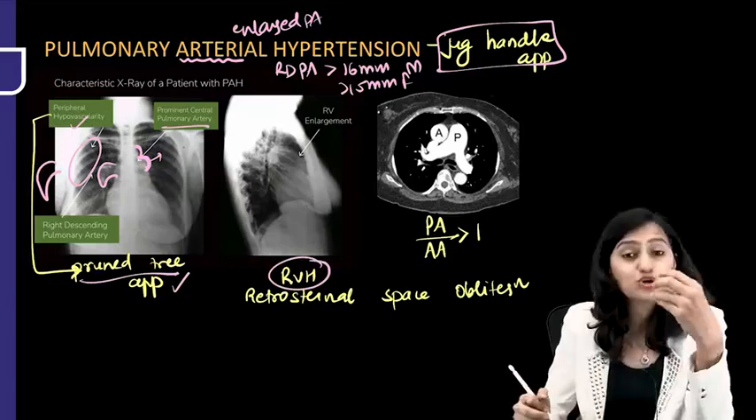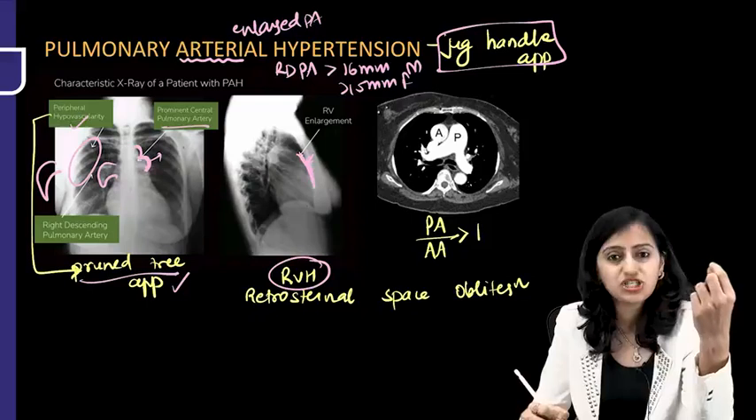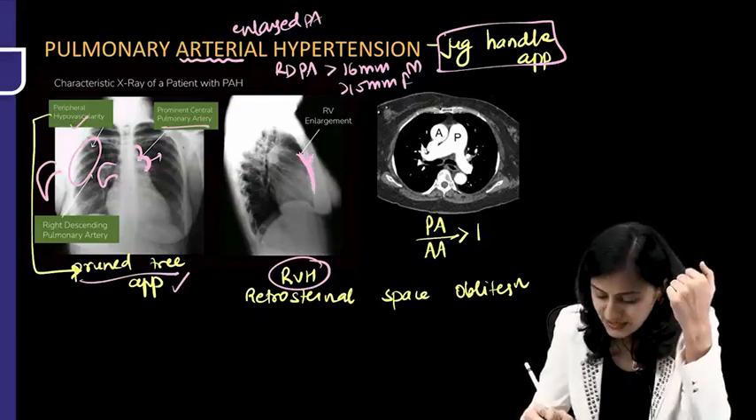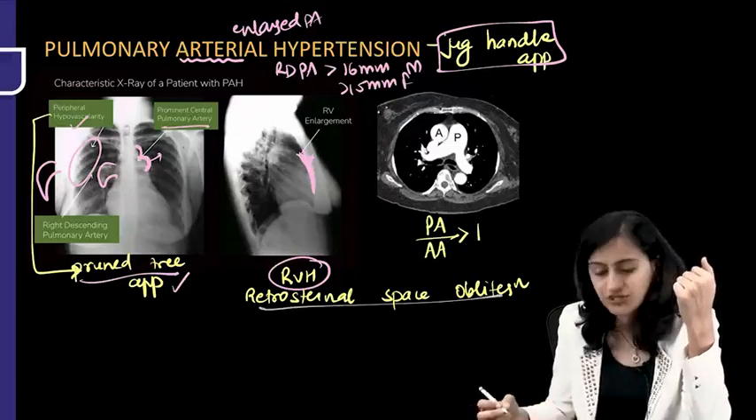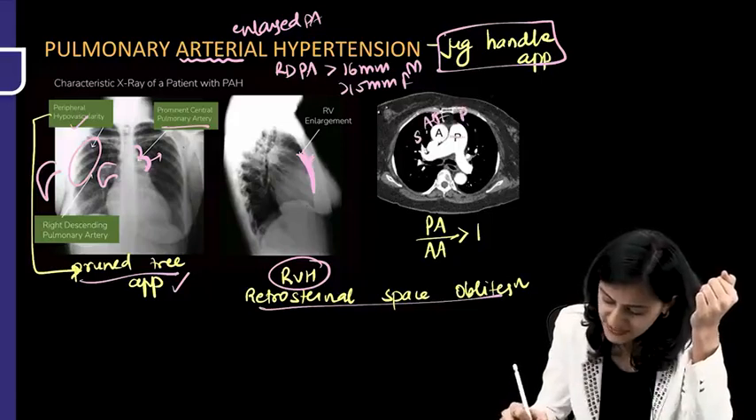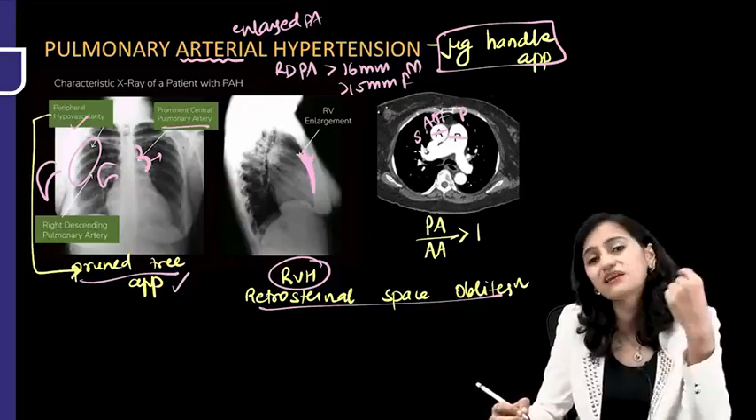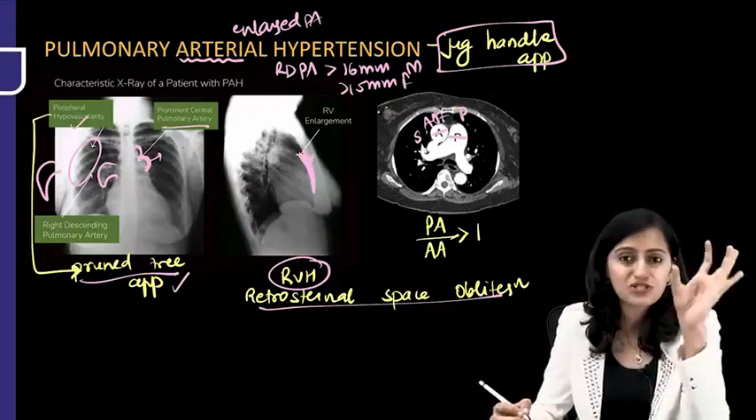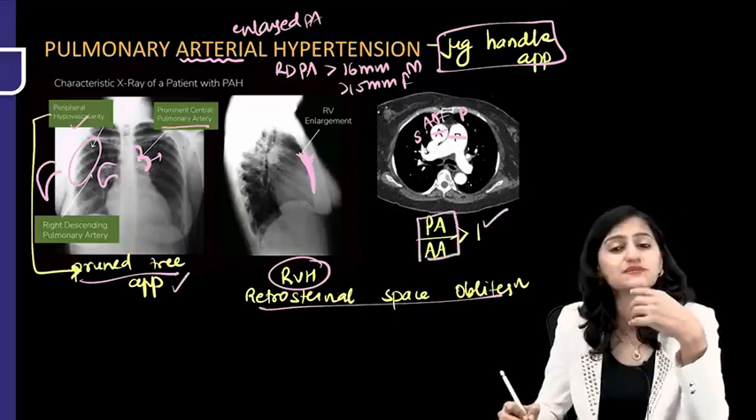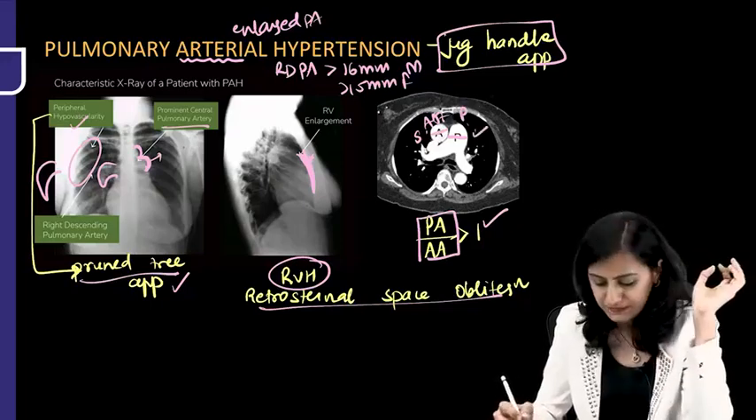So there is RVH, which on a chest X-ray will be seen as retrosternal obliteration, because the right ventricle is present behind the sternum. So when it enlarges, it gives the retrosternal space obliteration. On the CT scan, SAP, the three vessels here, we see that the pulmonary artery is more enlarged as compared to the aorta. Normally, it should be the other way around, because the aorta's pressure is more than the pulmonary artery. So when the pulmonary artery to ascending aorta ratio is more than 1, it is suggestive of pulmonary arterial hypertension, right?